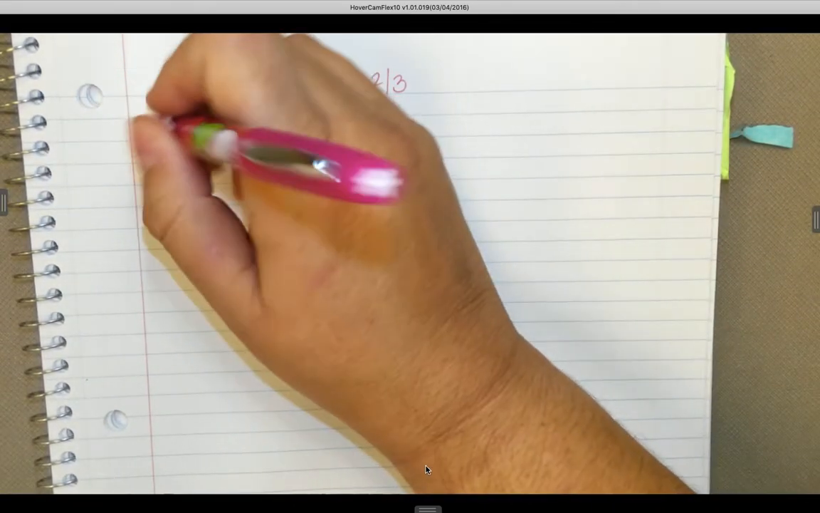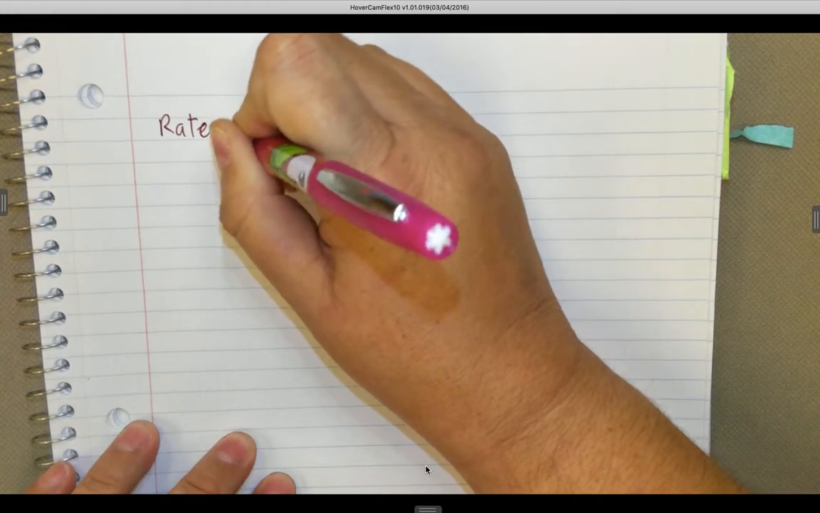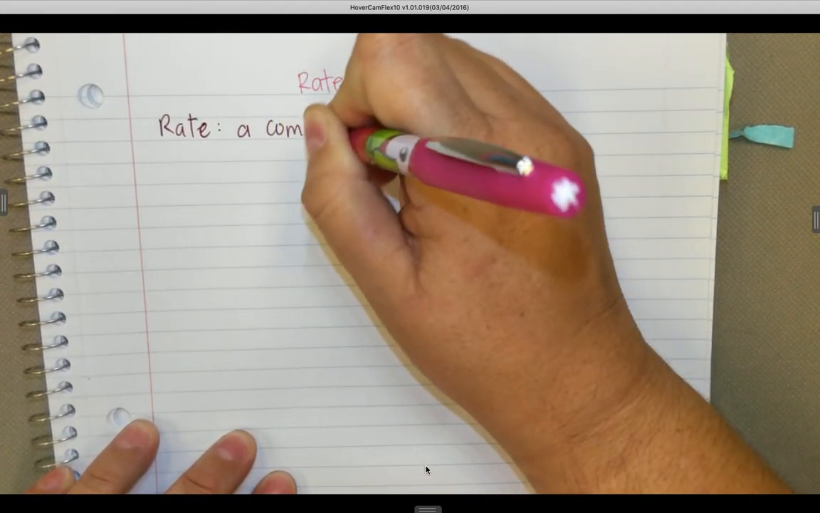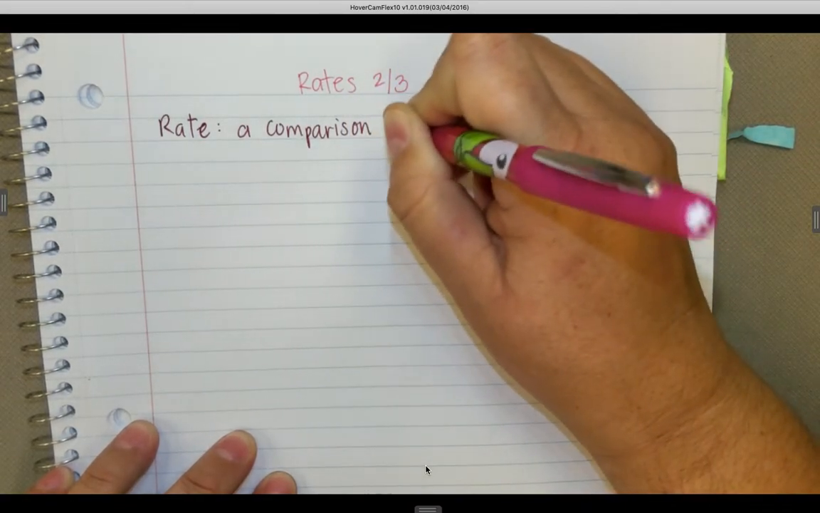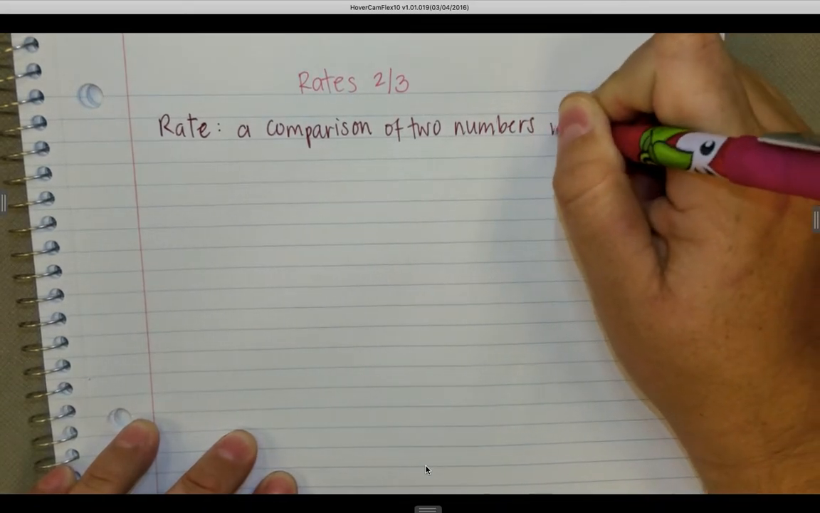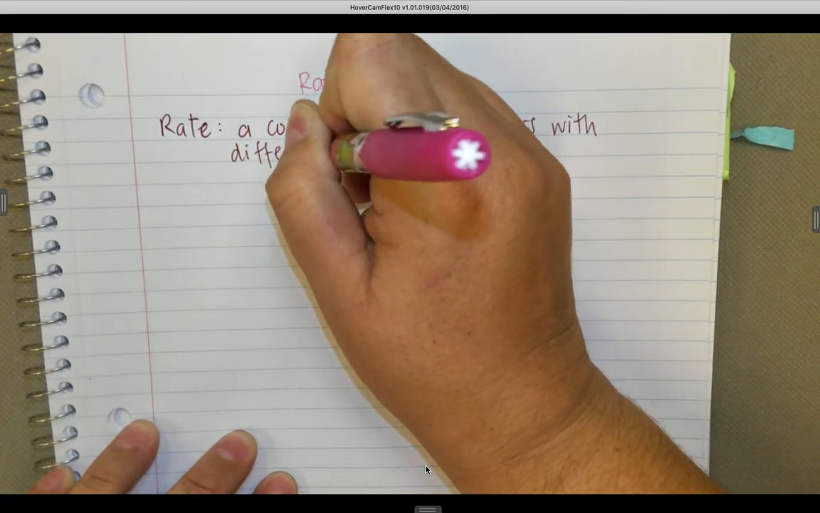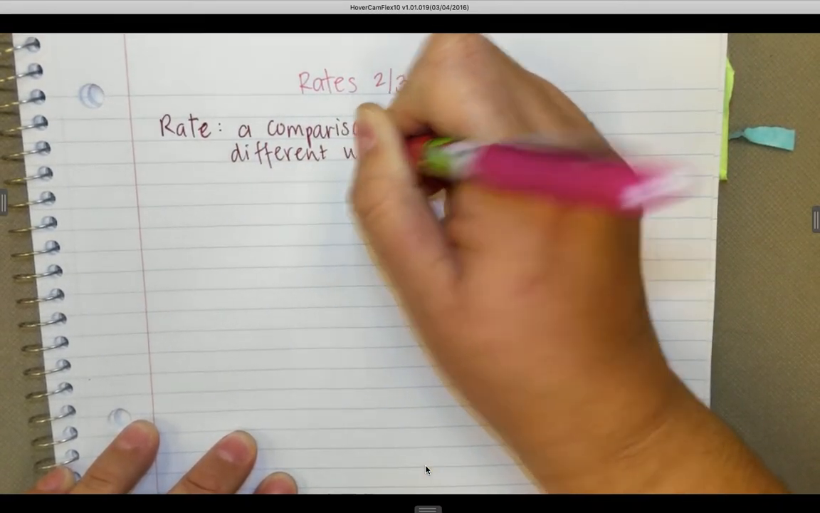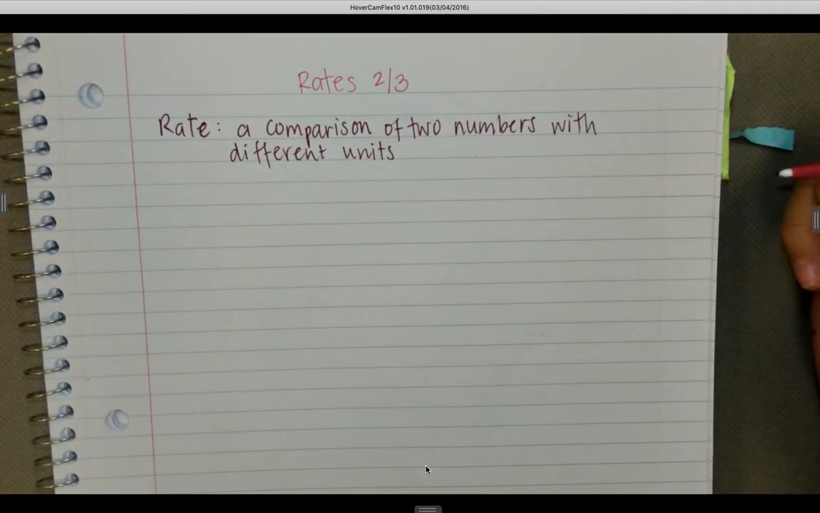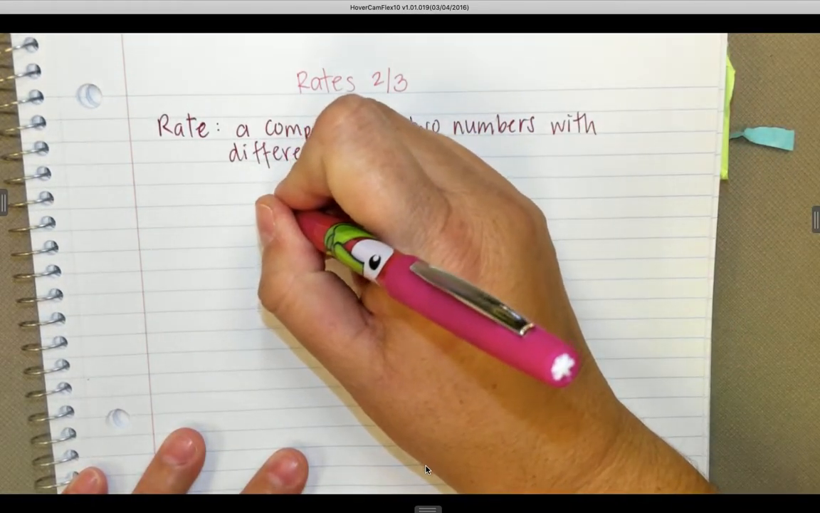Let's start with our definition. A rate is a comparison of two numbers with different units. And what that means is we're comparing like candy to dollars.